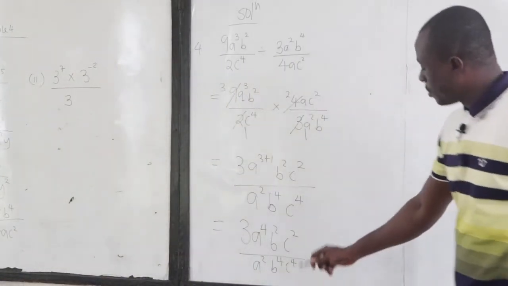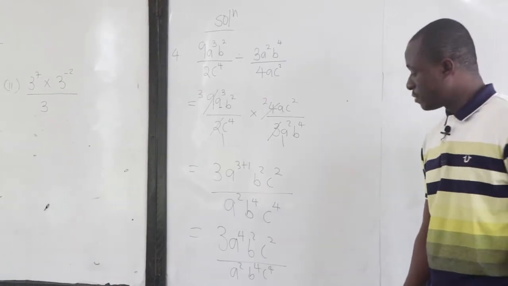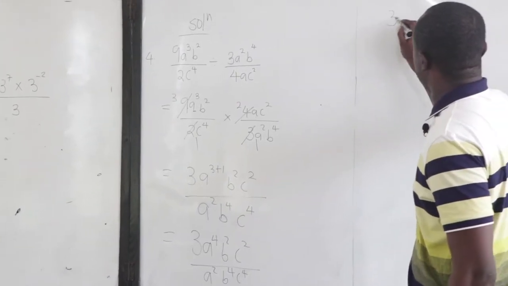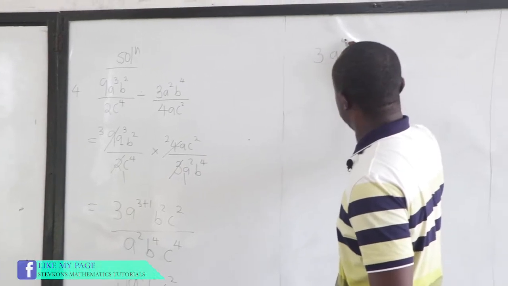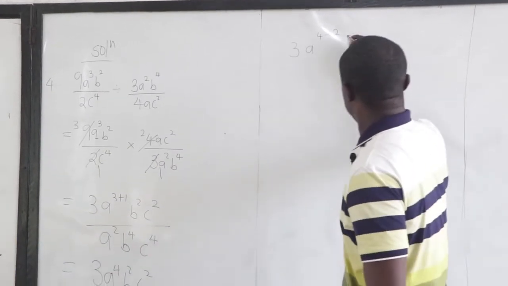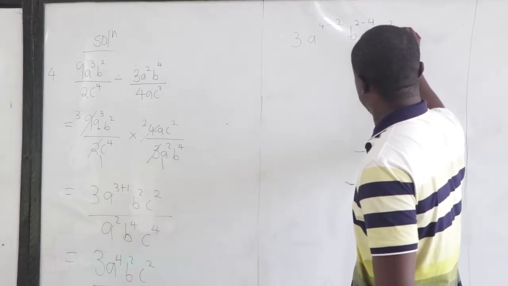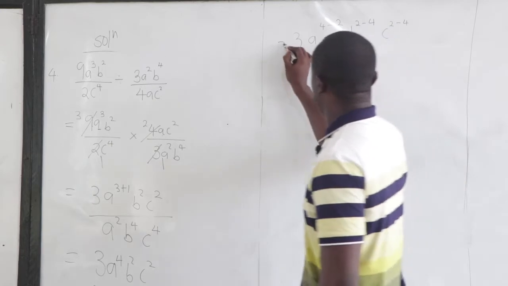Now what do you do? What do we know? We know that if you're dividing and the bases are the same, you subtract the exponent. So here, this is just 3a. This is the first one, 4 minus 2. And then the second one, b, 2 minus 4. And then the other one, c, 2 minus 4.